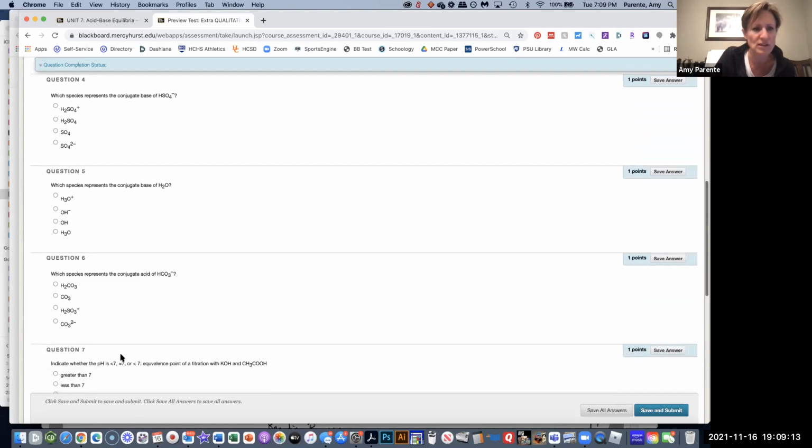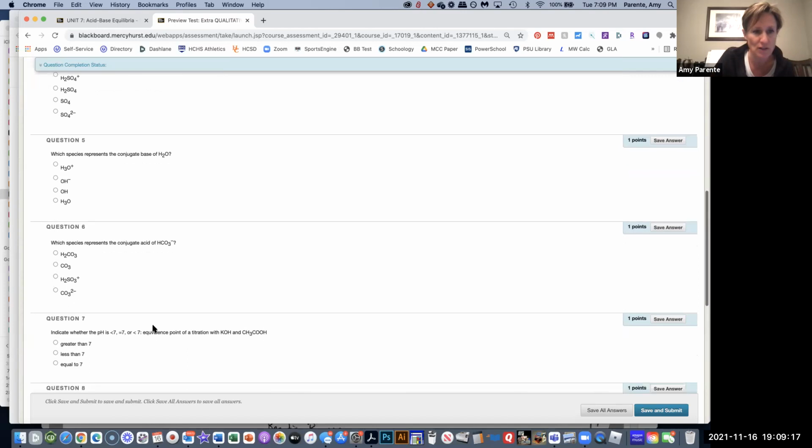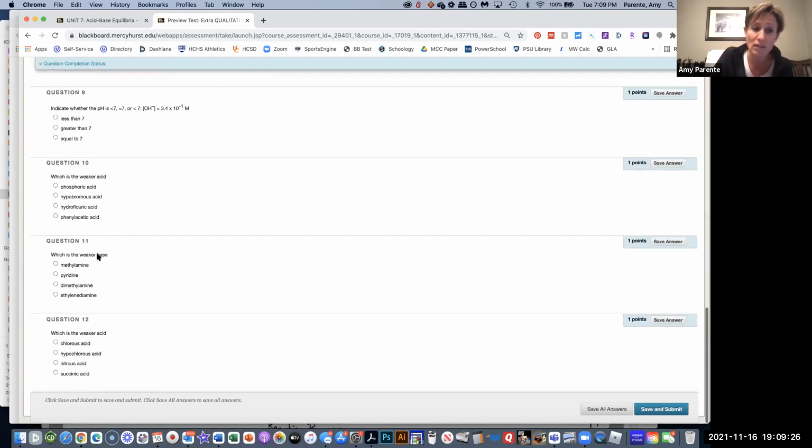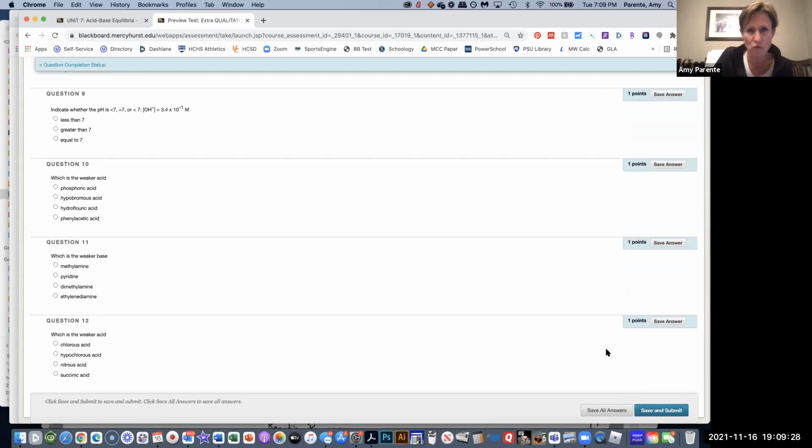Here's a few questions on writing conjugate either acids or bases for molecules. And then again, indicating when you have a certain solution, is it going to have a pH greater than, less than, or equal to 7? So very qualitative here. So 12 questions.